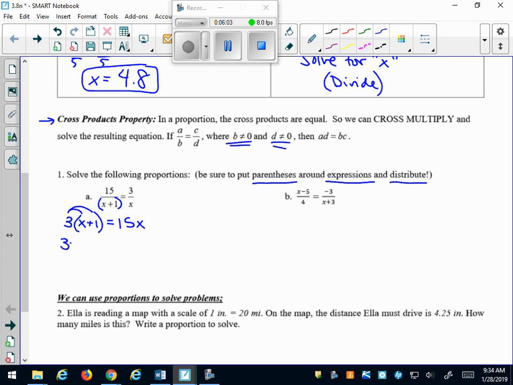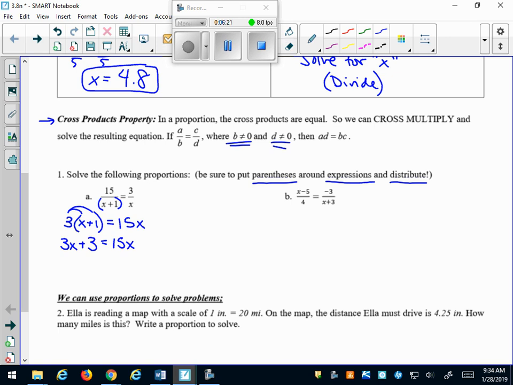So this is 3x plus 3 equals 15x. So solving for x involves the distributive property. What are we going to do next? Jake?